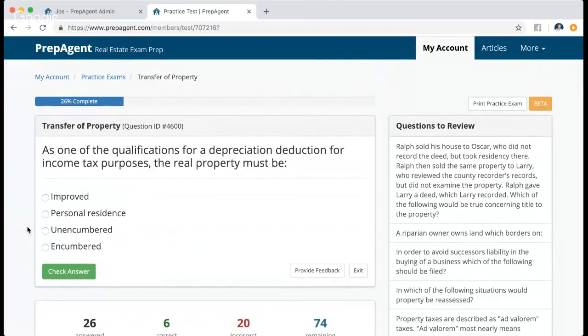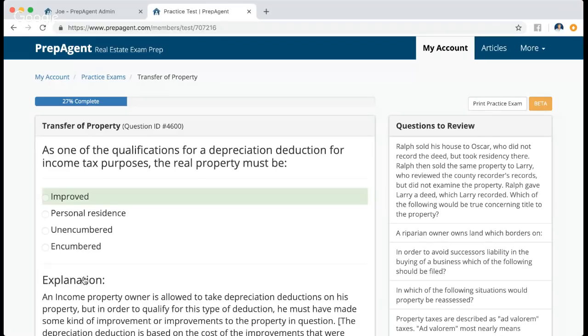As one of the qualifications for a depreciation deduction for income tax purposes, the real property must be: A, improved; B, personal residence; C, unencumbered; or D, encumbered. What do you guys think? The answer is A, improved.